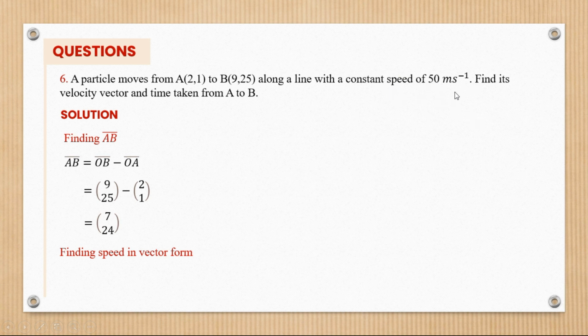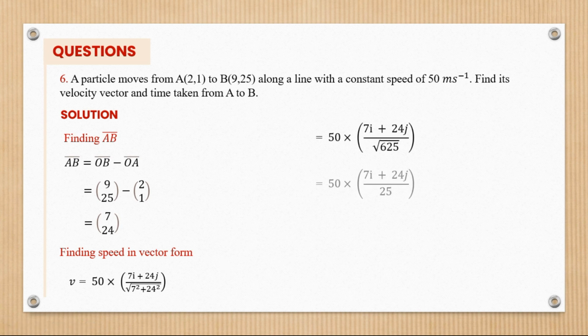So we're going to convert this 50 meters per second into vector form. As you can already see, this AB is going to act as its direction. So we're going to have 50 times, now this is representing its direction vector. So we're going to get its unit vector. Its unit vector is 7i plus 24j over root of 7 squared plus 24 squared, times this 50, and then we shall have the value of v in vector form.